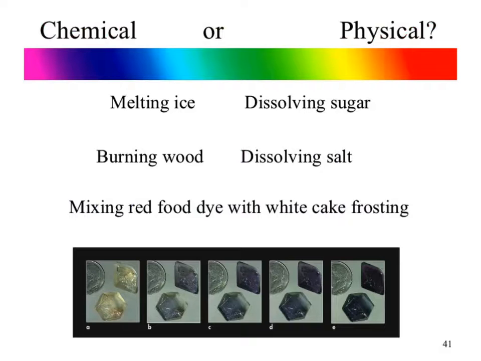Okay, so, here we go. Chemical or physical? It's a nice little fun one. Melting ice. I completely agree. That is physical. Dissolving sugar. That's interesting. There's a little bit of a mixture there. Turns out dissolving sugar is physical. Burning wood. That is absolutely chemical.